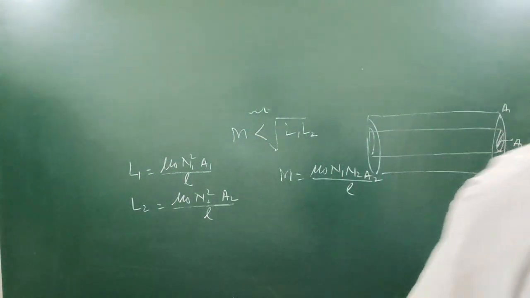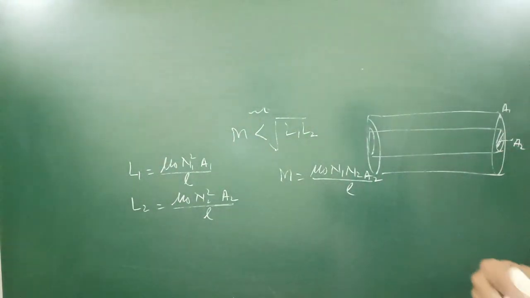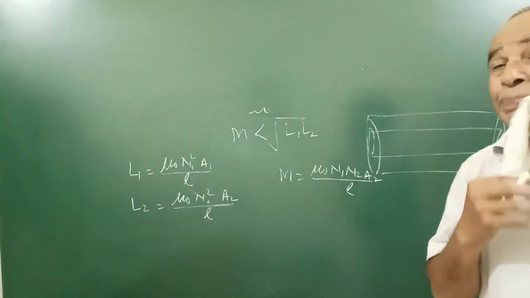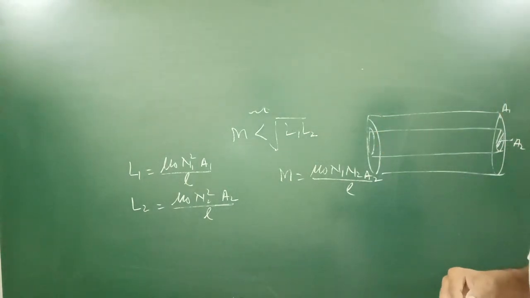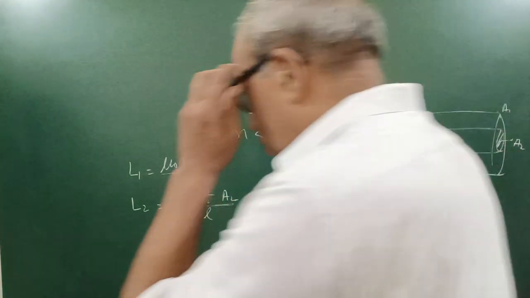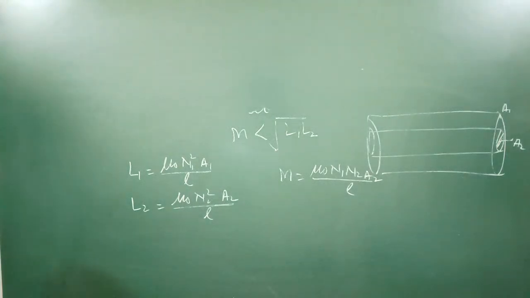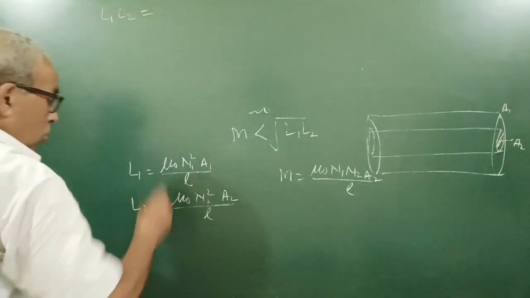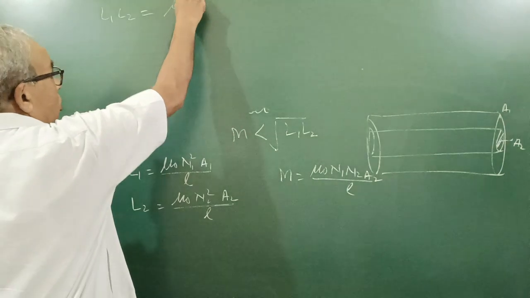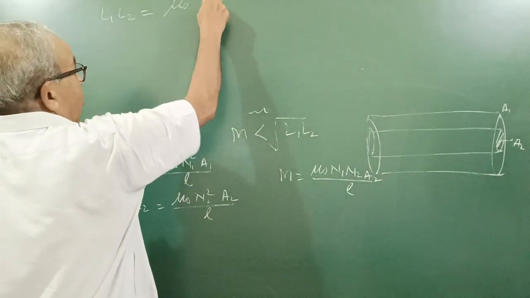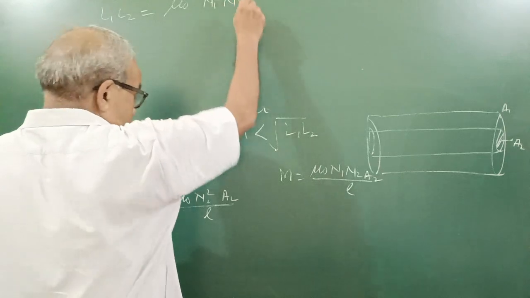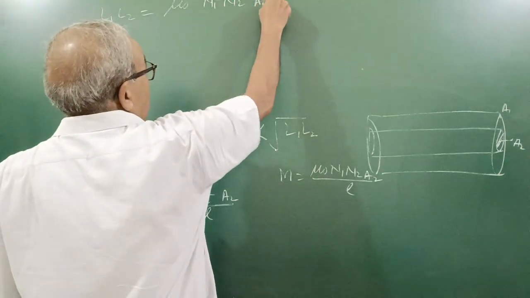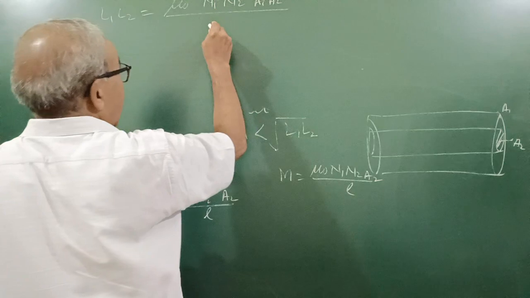Actually, if I stress you, I may be criticized that I am making students cram. Yes, cramming too must happen after learning the thing. If I don't remember my name, then how do I make my identity clear? So here, what to do? Multiply L1 and L2. You will get mu 0 square, N1 square N2 square, A1 A2 upon L square.